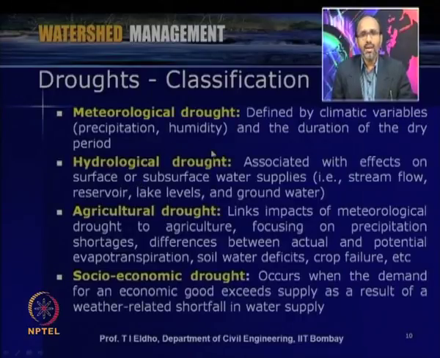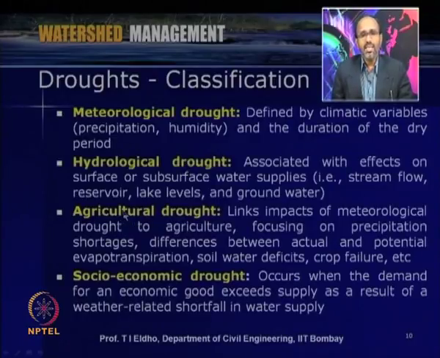Then hydrological drought means it is associated with effects on surface or subsurface water supplies, like stream flow, reservoir, lake levels and groundwater. So even though rainfall takes place, due to various reasons, if the availability of surface water or groundwater is reduced, then there is possibility of hydrological droughts.